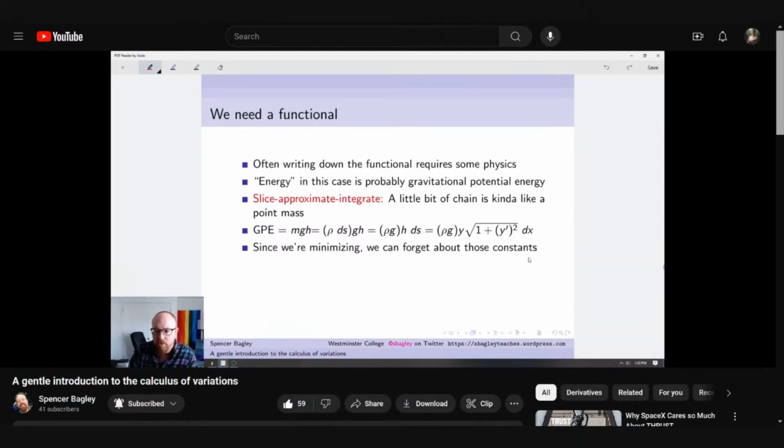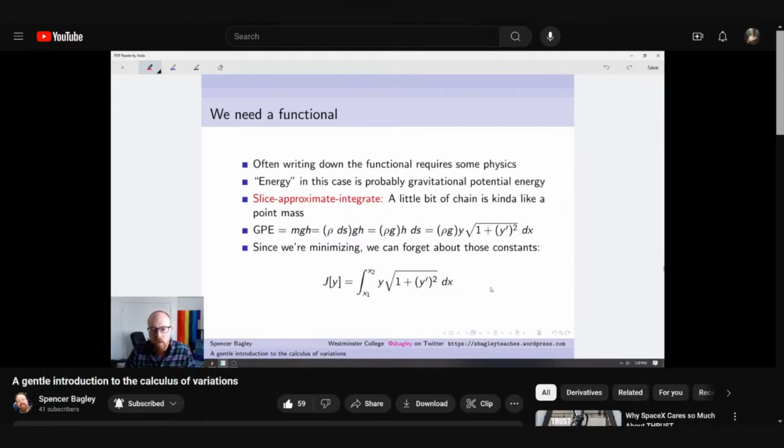And in particular, since we're minimizing, we're just going to take the derivative of this thing and set it equal to 0. These constants are just going to hang out, and then we can divide them over to the 0 side. So we don't even need those. So here's our functional. Now our integrand is y times the square root of 1 plus y prime squared.